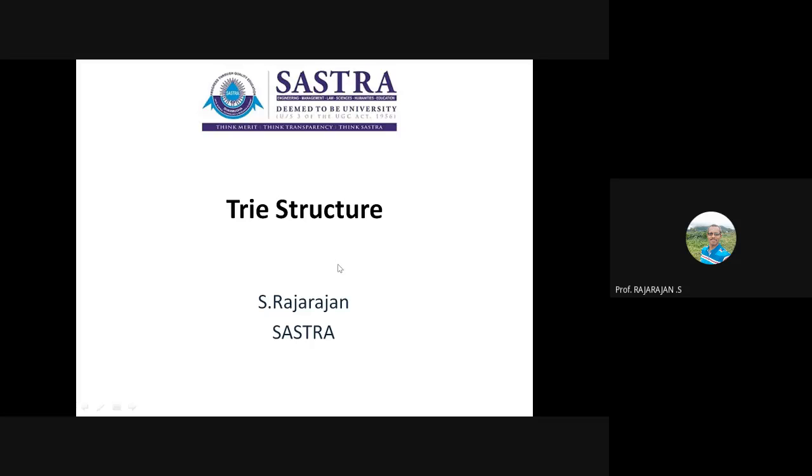Okay, so the topic which I am just going to cover in this session is called trie structure. We have discussed a number of tree structures, starting from the general tree and then the binary search tree, AVL tree, B tree, and we are going to add one more tree into that category group. In fact, this is going to be our last tree in the syllabus, which is called the trie structure.